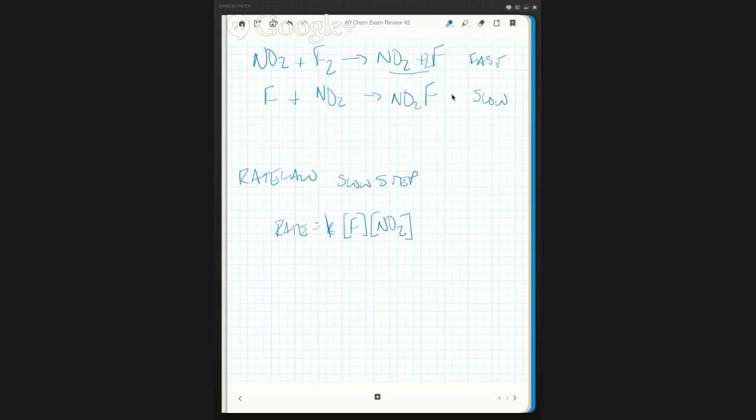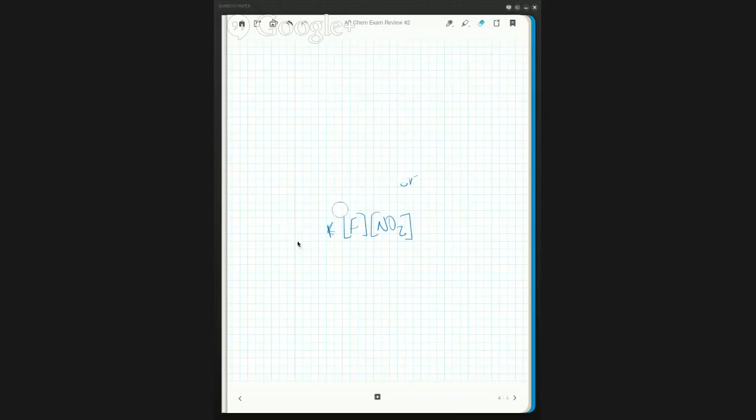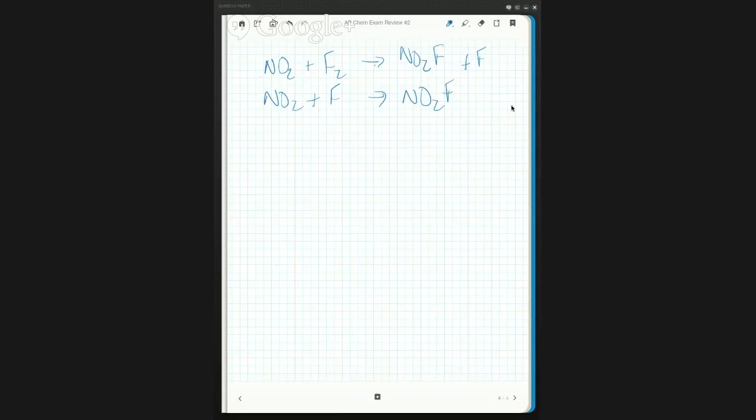I'm not entirely familiar with what you've written here, but I think I found something that may be similar to it. Let me erase this and start over. I don't know if this is the same thing, but I found something similar. So you have NO2 plus F2 yields NO2F plus F, and then an NO2 plus F yields NO2F, I guess.